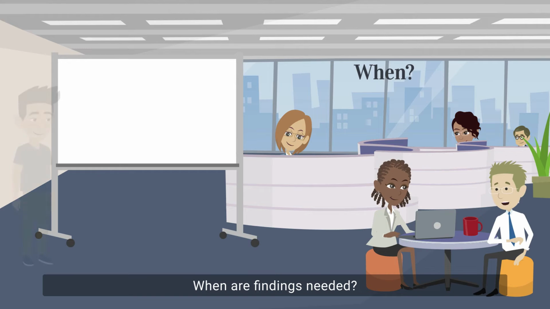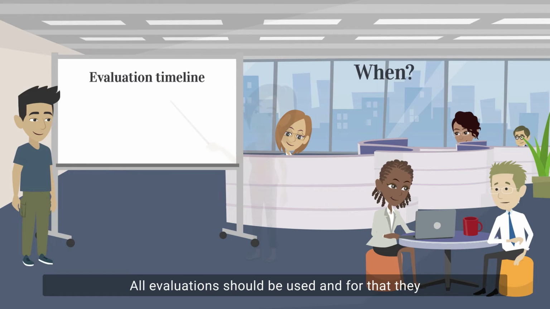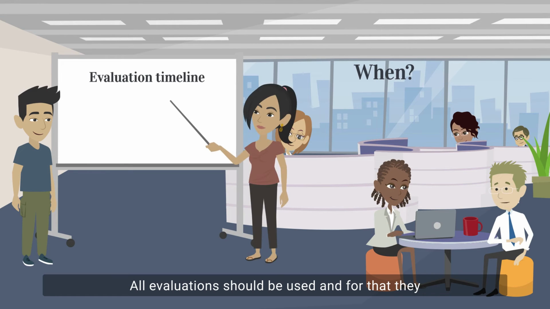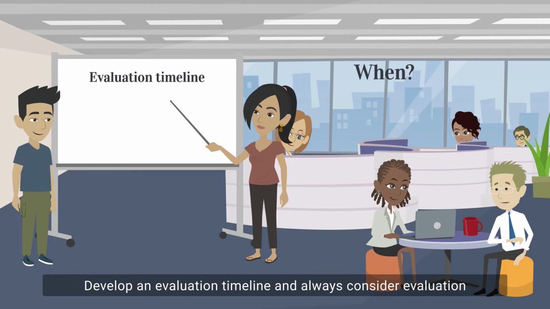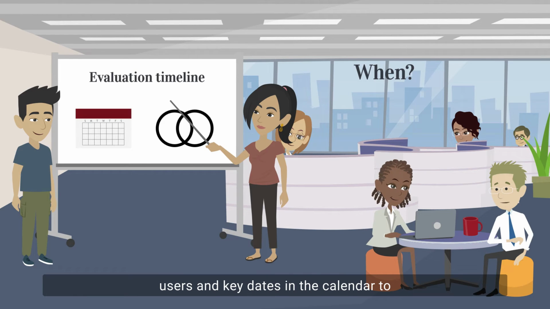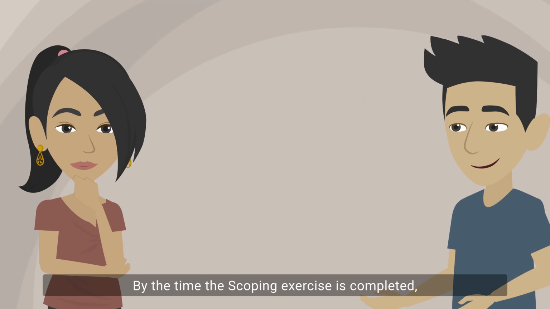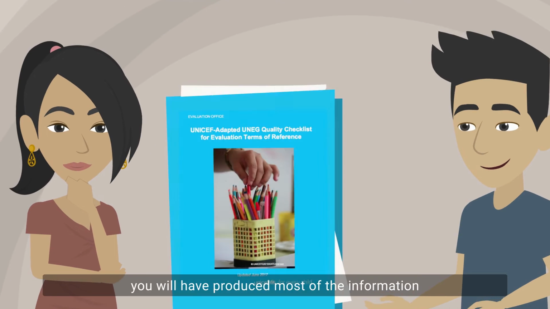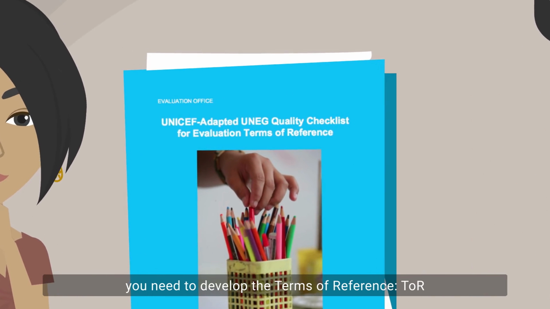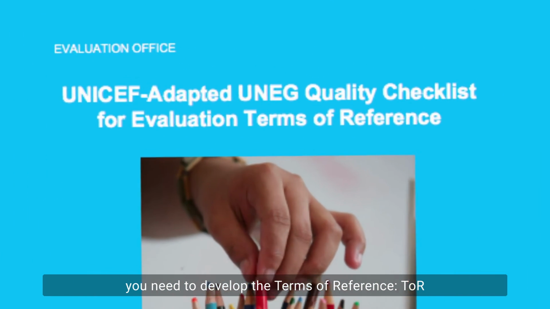When are findings needed? All evaluations should be used, and for that, they need to be produced in time for decision making. Develop an evaluation timeline and always consider evaluation users and key dates in the calendar to make use of the evaluation findings. By the time the scoping exercise is completed, you will have produced most of the information you need to develop the terms of reference, TOR.